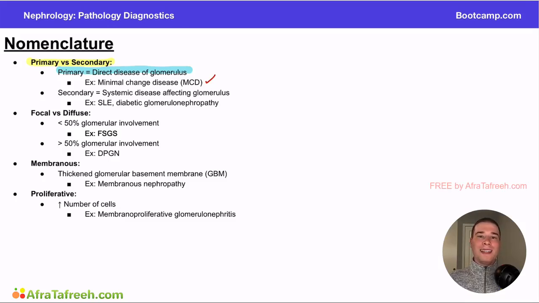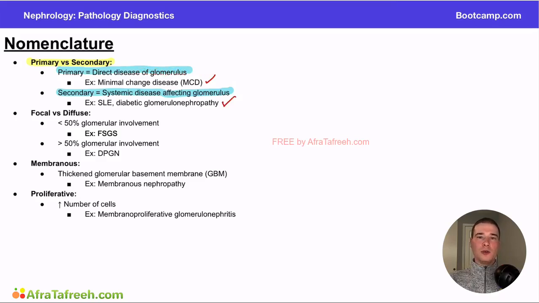So primary is kidney damage at the source, and secondary is kidney damage due to something else, or secondary to. Right here you see I've listed as secondary causes systemic diseases that can affect the glomerulus. Some classic examples include SLE, or systemic lupus erythematosus. We'll talk much more about those in upcoming videos.